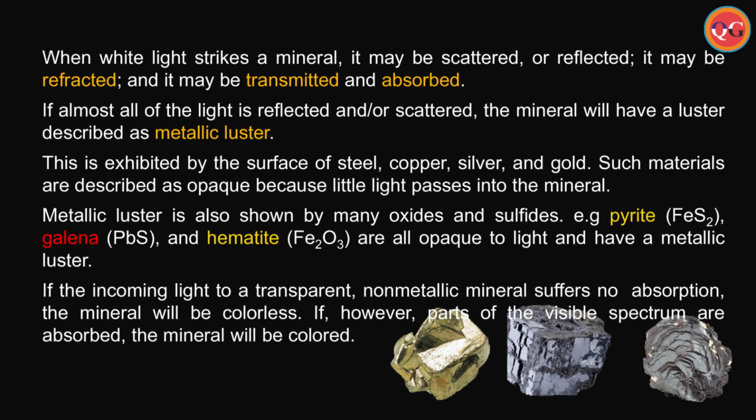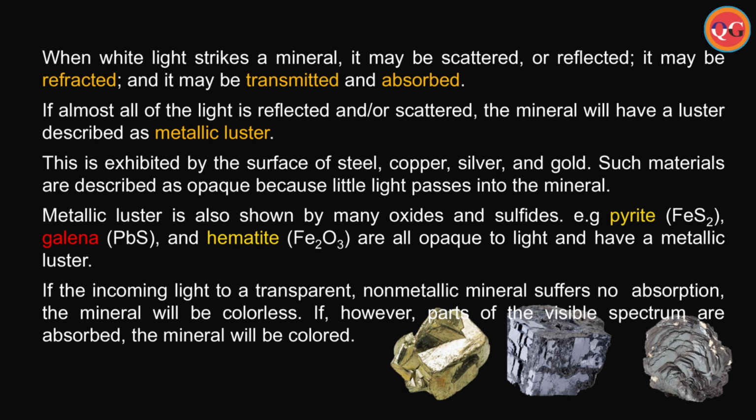If almost all of the light is reflected and or scattered, the mineral will have a luster described as metallic luster. This is exhibited by the surface of steel, copper, silver, and gold. Such materials are described as opaque because little light passes into the mineral. Metallic luster is also shown by many oxides and sulfides. For example, pyrite, galena, and hematite are all opaque to light and have a metallic luster.